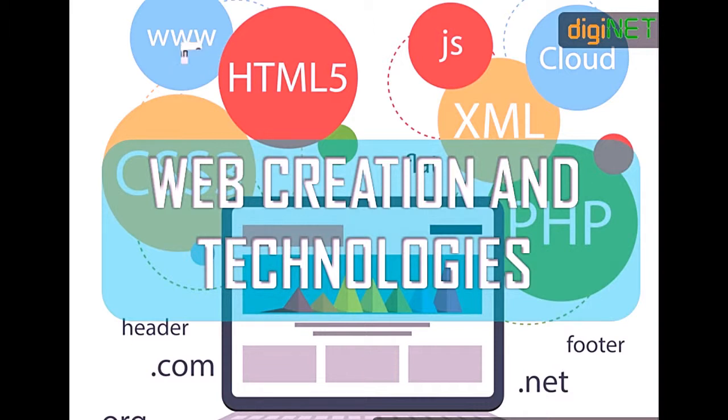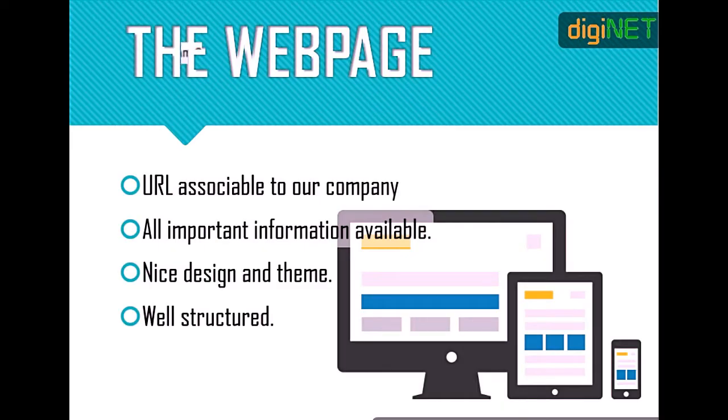Now we are going to focus on web creation and related technologies. The enterprise web page has to be easy to remember, with a URL that can be associated with us. Also, it must contain the important contact information such as our social networks, our physical location, and email. It needs to have a good design with nice colors. It also needs to have a good structure of elements, making it easy to navigate, with navigation bars, tabs to jump between related sections, a language section, etc.